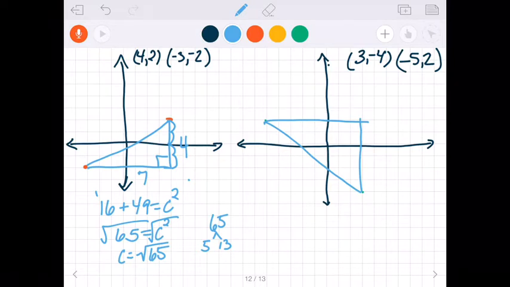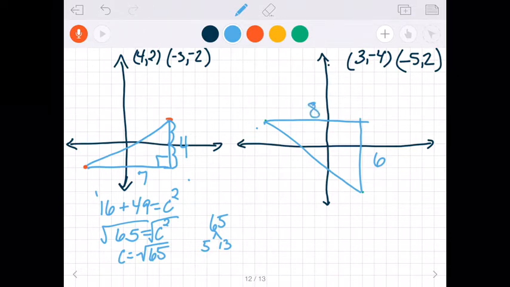So for the y's, we can see that our total distance is 6 because we went 2 up and 4 down. So that's 6. And for our x values, it's going to be 5 in the negative direction plus 3 in the positive direction. So that's a total of 8.